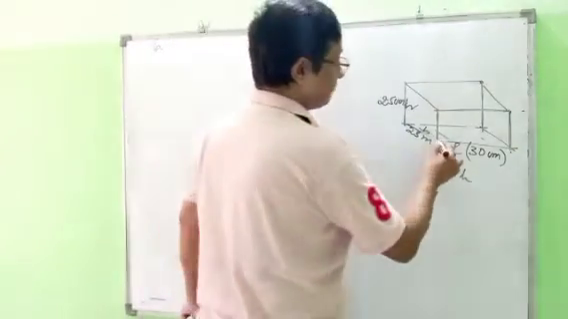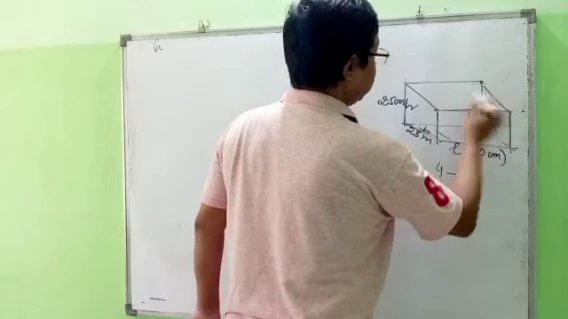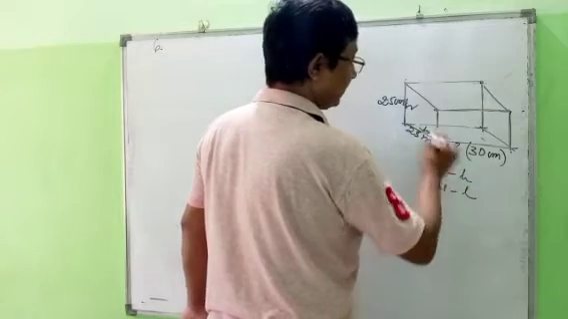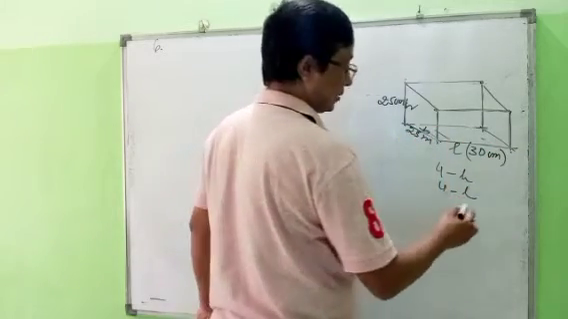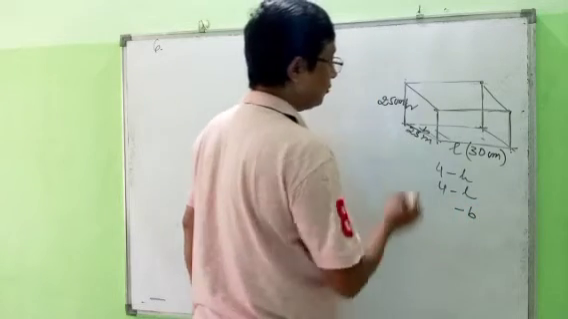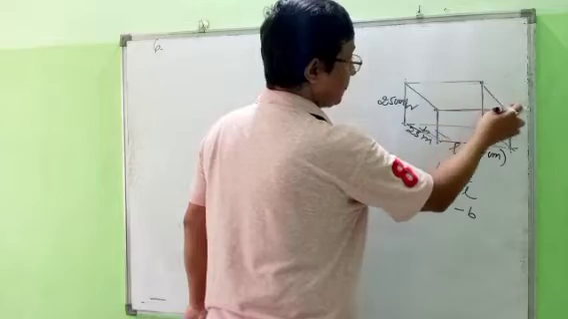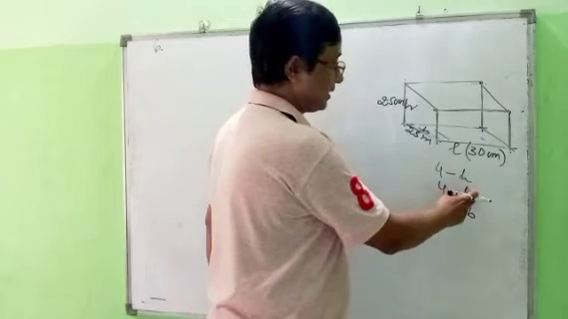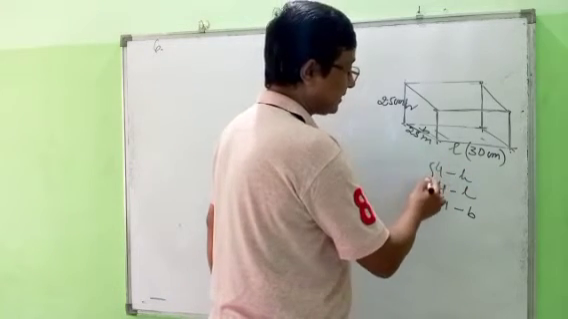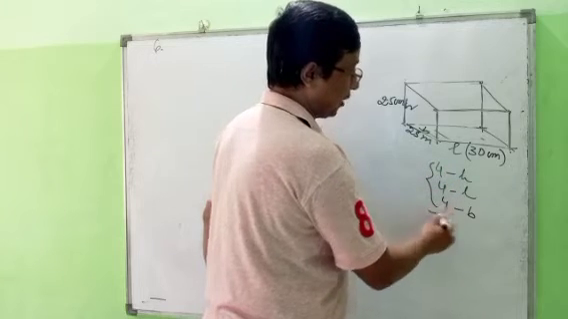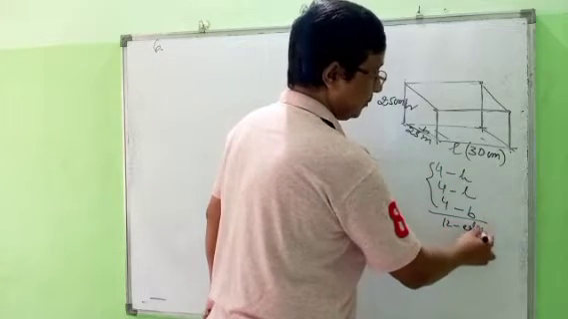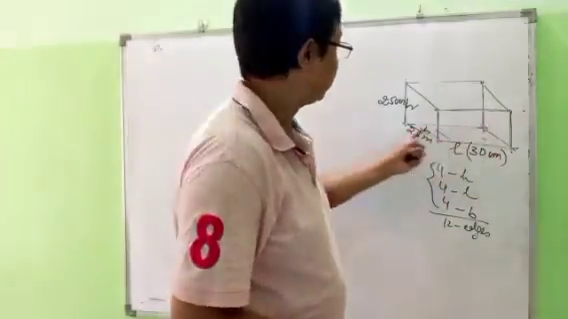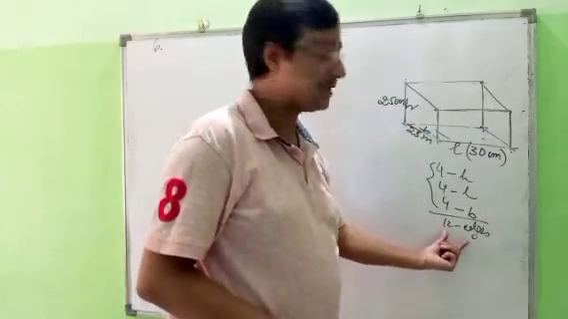Then lengthwise 1, 2, and then 3, 4. You have got 4 lengths. Then the breadth: 1, 2, 3, 4. So you have got 4 breadth, 4 length, and 4 height. That means the total edges are 4 plus 4 plus 4, so you have got 12 edges. Edges means the sides. All these are the sides. So how many total edges? You have got 12 edges.